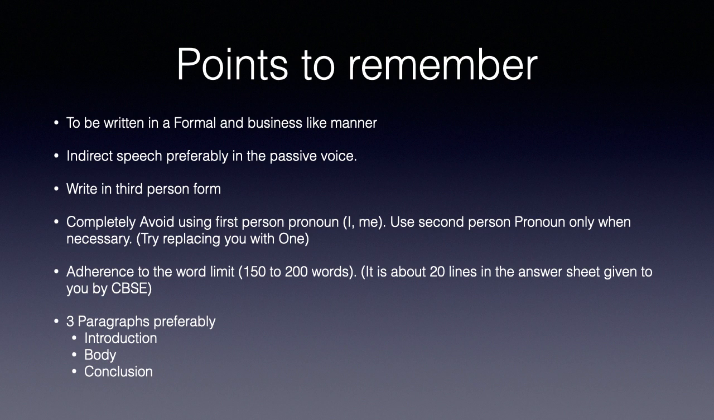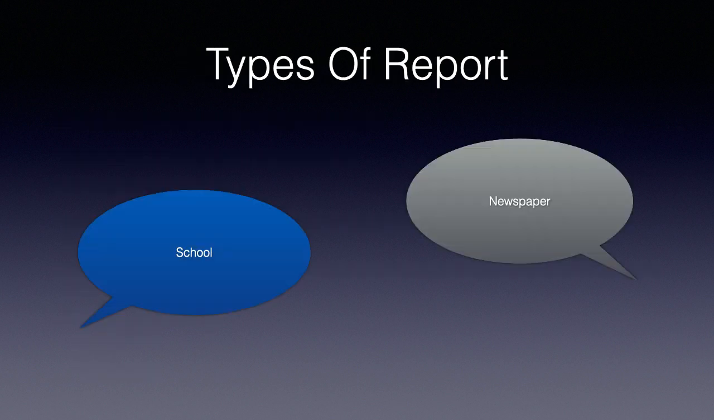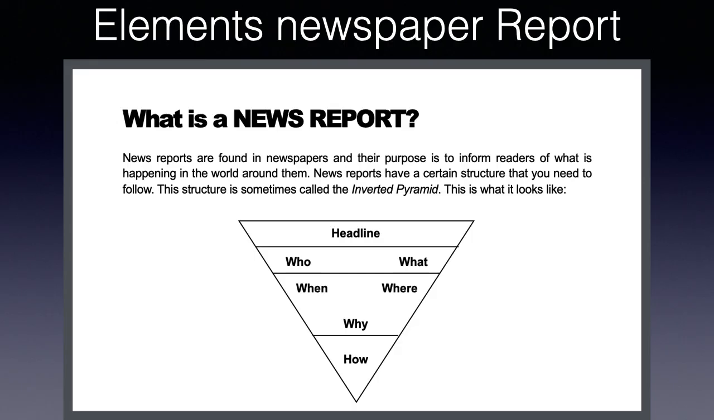Now, adherence to the word limit, that is 150 to 200 words. This has been specified by CBSE, and preferably we have 3 paragraphs: introduction, body and conclusion. Let's examine types of report. So, you get only 2 types of report: school and newspaper report. In this video, we are only discussing the elements of newspaper report.